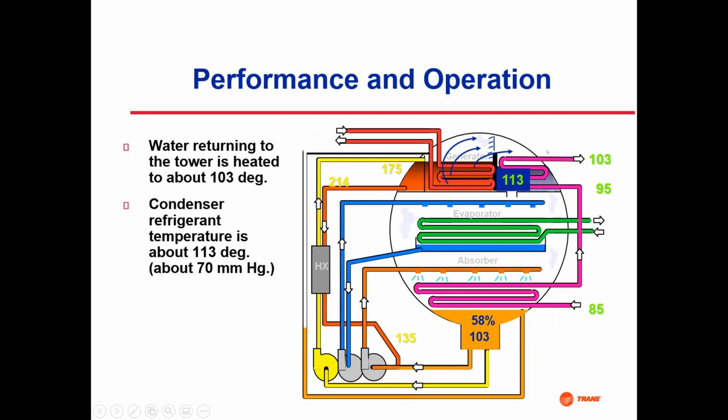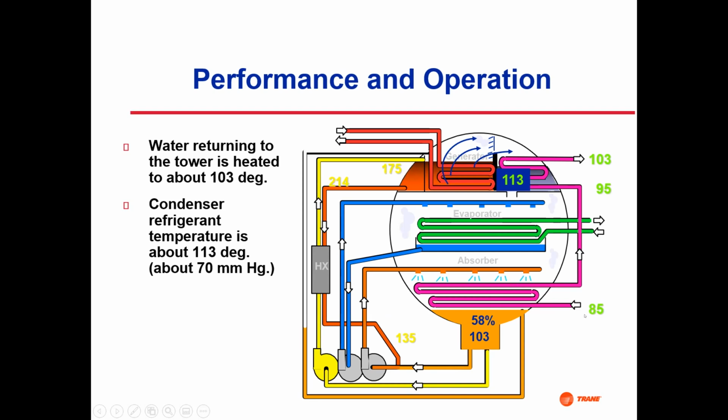Okay, let's see. Water returning to the tower is heated to about 103. So this is talking about our cooling tower water, which comes in from the tower at 85, and it goes through the absorber where it picks up some energy. This is on the low pressure side of the system, and the evaporated refrigerant, the water vapor, recombines with the lithium bromide, and that reaction is exothermic, and so it's given off some heat, and that heat has to be cooled away.